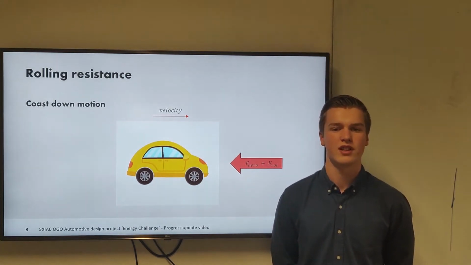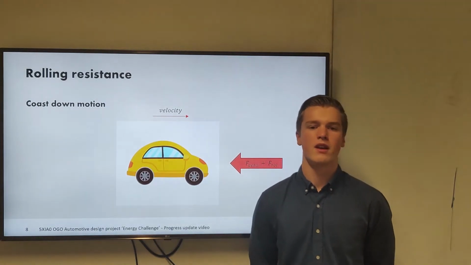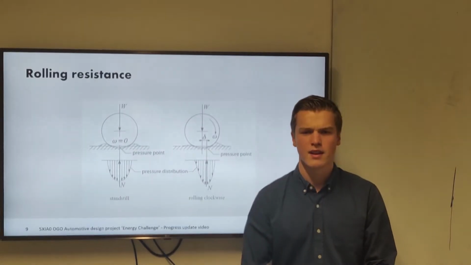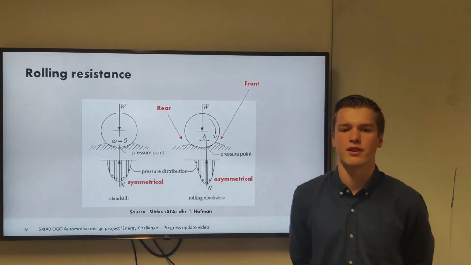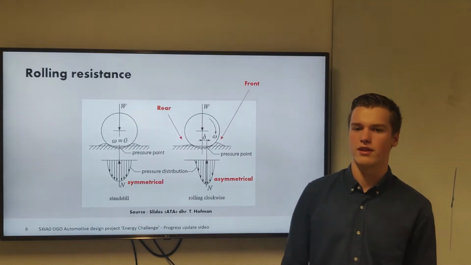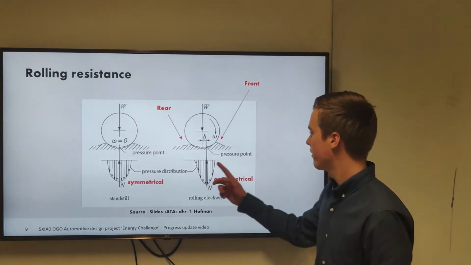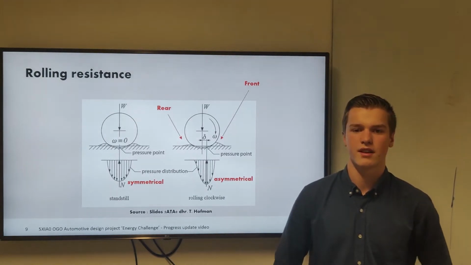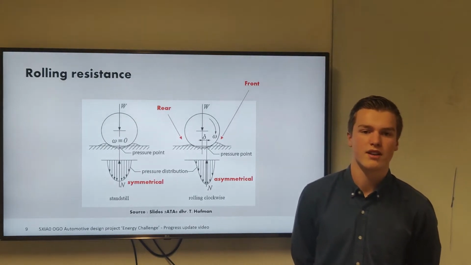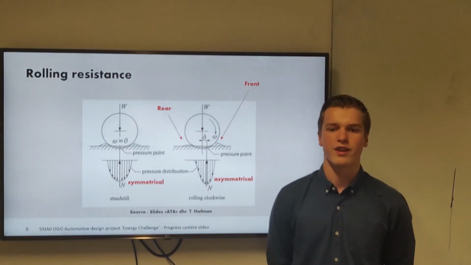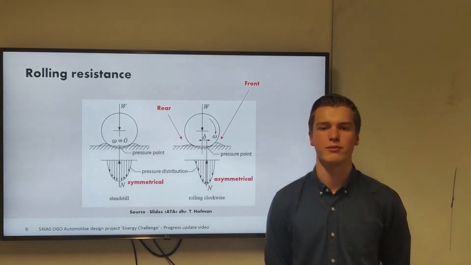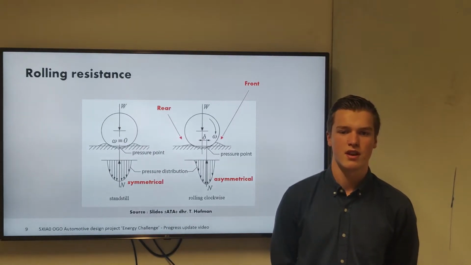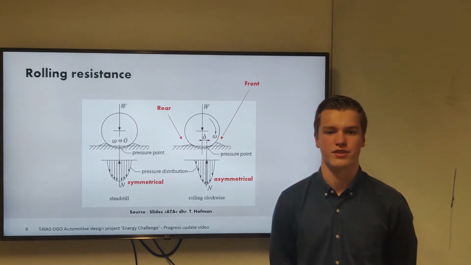Rolling resistance is the energy that is lost when the tire is rolling. The energy loss can be explained if we look at the image on the next slide. When a tire is rolling, the material in front has to be compressed while the material in the back relaxes, and this will result in an asymmetrical pressure distribution. This leads to a resistance and is known as the rolling resistance. During driving or coast-down motions, some energy will be lost in the tires. Therefore, it is important to minimize the amount of rolling resistance to improve the overall car efficiency.